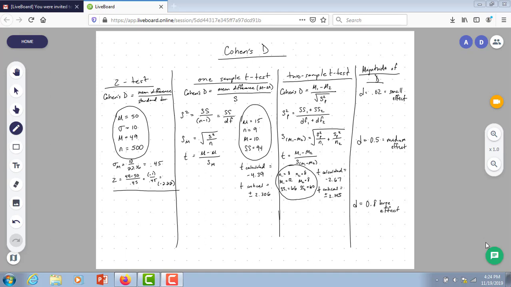So if you end up with a numeric that is around 0.2, then you would say that there is a small treatment effect. If the numeric is around 0.5, you would say that there's a medium effect. And if the numeric is around 0.8 or higher than 0.8, you would say that there is a large treatment effect. Now, let's start with the z-test.